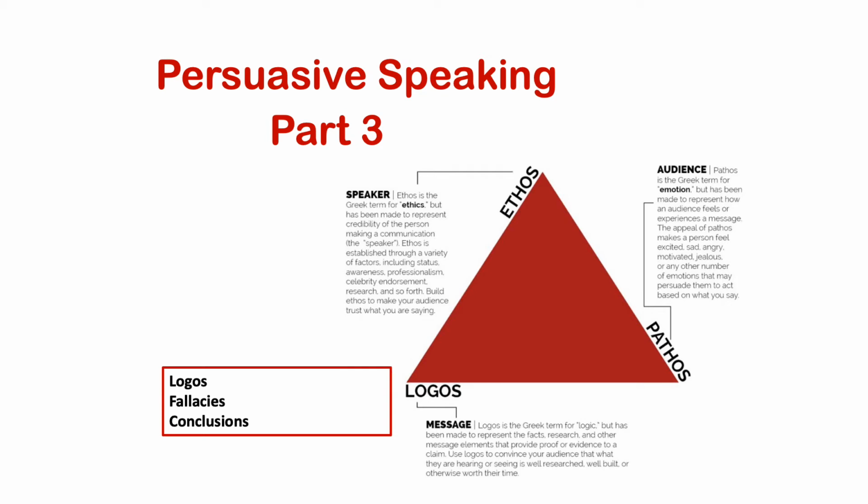Let's dive into the last part of Aristotle's methods of persuasion that we utilize in persuasive speaking. We're going to look at logos, which is reasoning and evidence. We'll briefly go over fallacies, which are errors in our reasoning, and then we will look at how to wrap up a persuasive presentation with your conclusions.